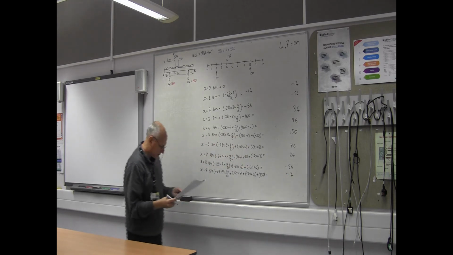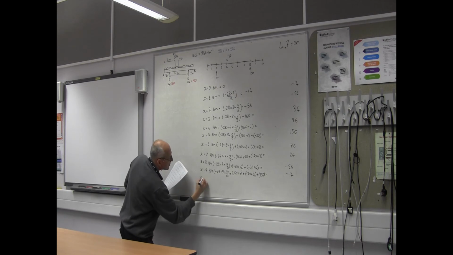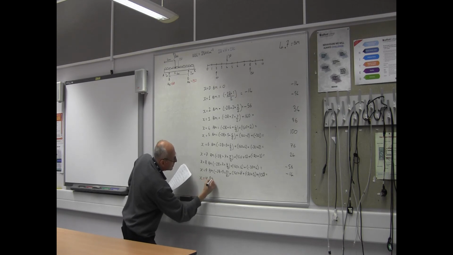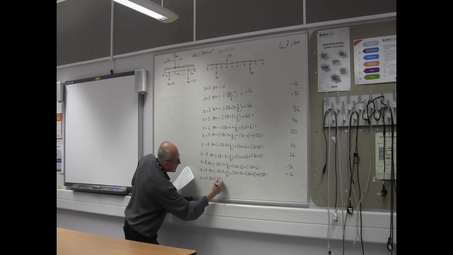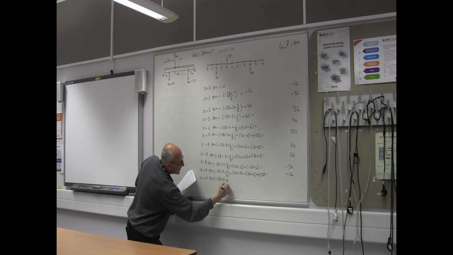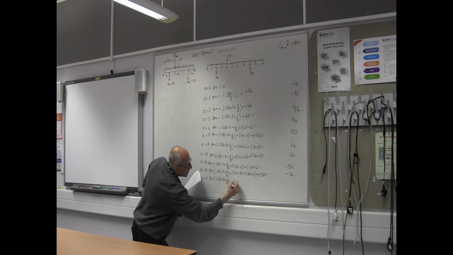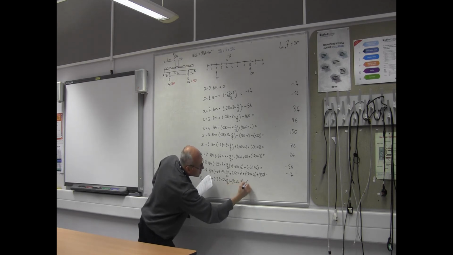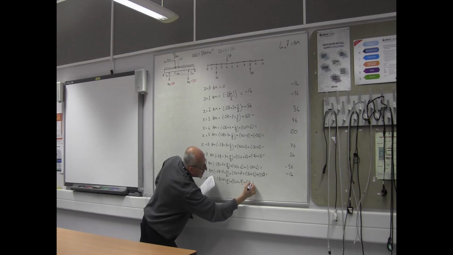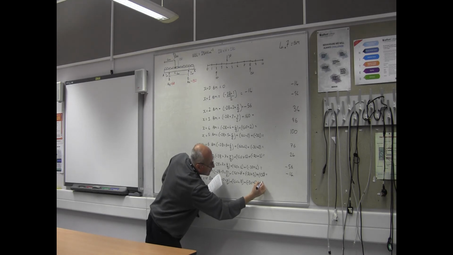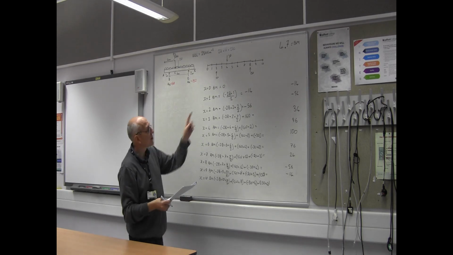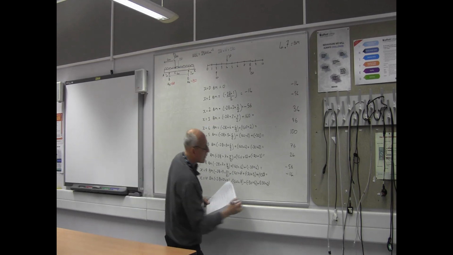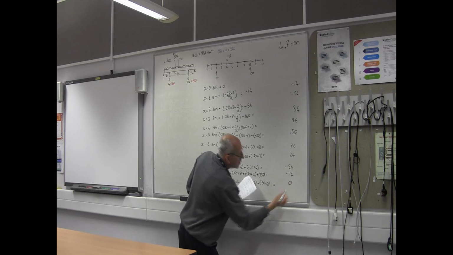And then finally, x equals 10: minus 28 times 10 times 10 halves, plus 160 times 8, plus minus 30 times 6, plus 150 times 2. So it's 2 metres to 10. And that gives me, apparently, I'm pleased to announce, 0.